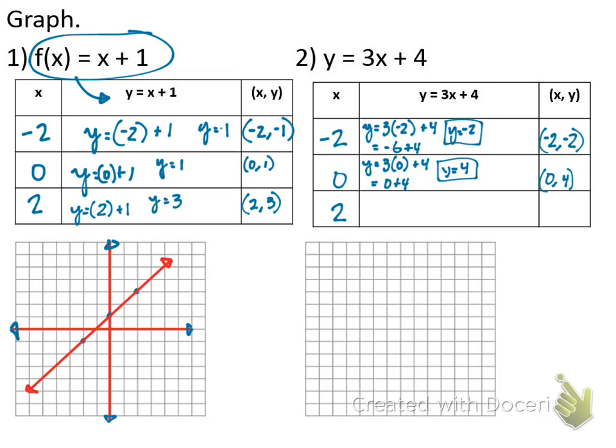Next one, 2. y is equal to 3 times 2 plus 4. 3 times 2 is 6. 6 plus 4 is 10. So y is equal to 10 when we put that input in. So whenever we put 2 in, we get 10 as our output. Does that make sense so far? Okay, now we're going to draw our graph.